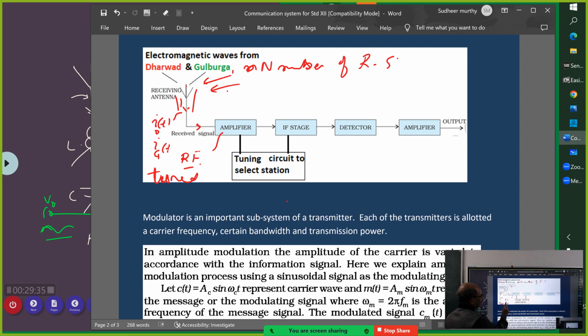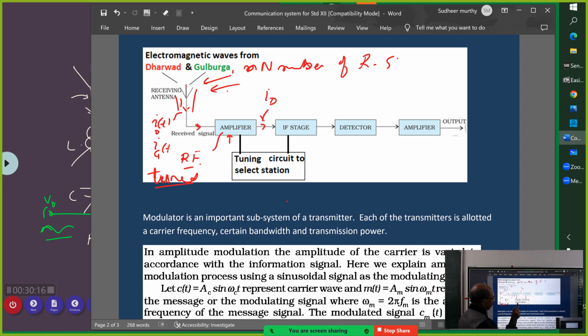Right. So this amplifier is a tuned RF amplifier, radio frequency amplifier. So there is a tuning circuit there. Now, the signal will come here and this amplifier will only select the required radio station, and then it will send the signal out of this amplifier. So if I have selected Dharwad station, then the signal coming here will correspond to Dharwad radio station. Clear?